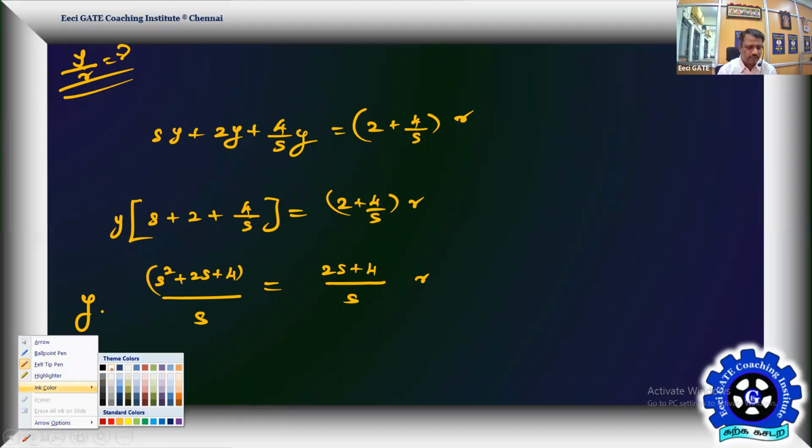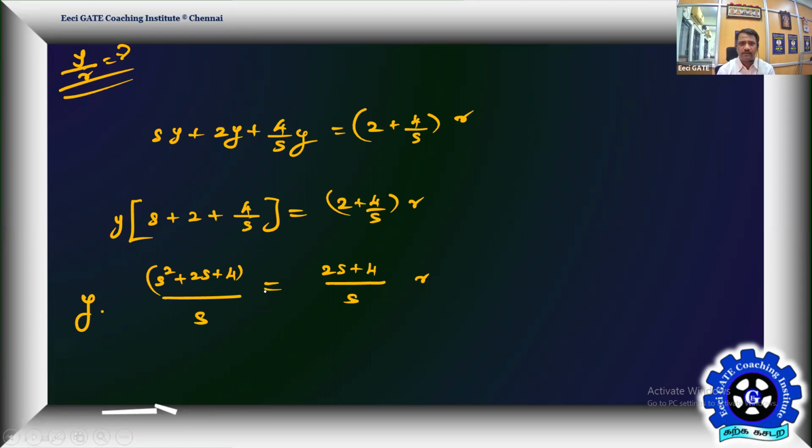So the small mistake committed in the step has contributed to a little struggle, but still that's a wonderful route. Then s and s will get cancelled. Then you can happily go for y by r. What is y by r? y by r is going to be 2s plus 4 divided by s square plus 2s plus 4.